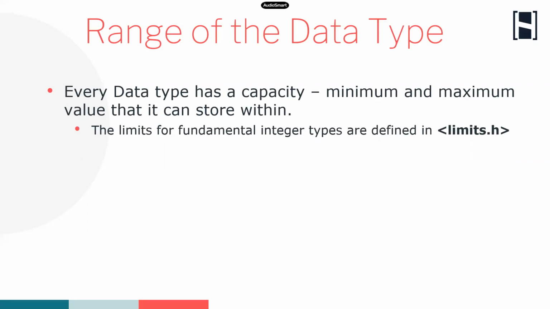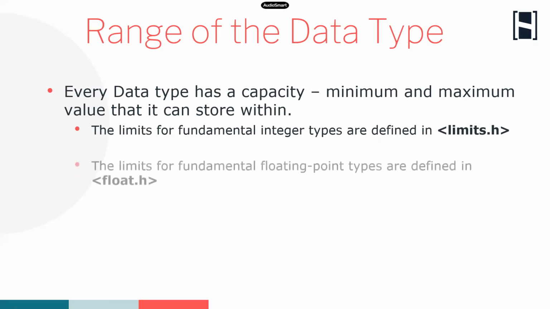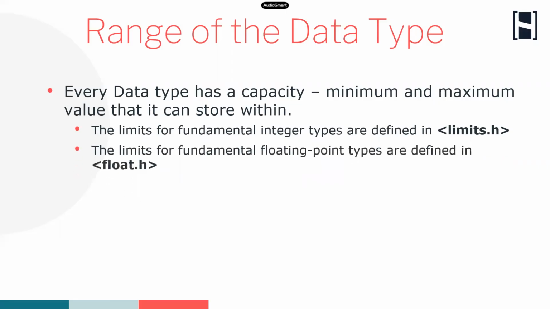So instead of that, we have 2 header files available for us. One header file is called limits.h, and the other header file is float.h. These are the 2 header files that I have, and these header files have the range predefined inside. What is the range of each and every data type? They have already created it. It is available for us inside these header files.